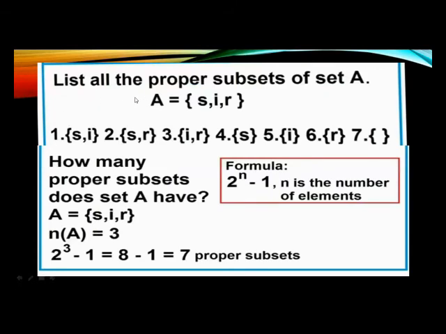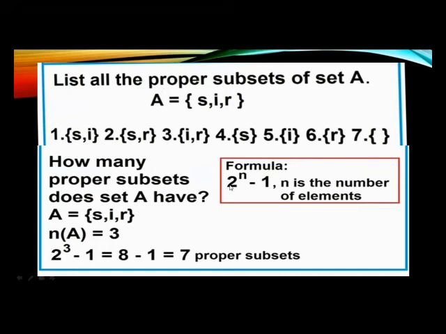Now list all the proper subsets of set A. Again, we have the same example of set A. Its subsets are number 1, 2, 3, 4, 5, 6 and 7. We already discussed all of them. So how many proper subsets does set A have? For that we write the number of proper subsets of A, then the number of elements in set A, which we observe is 3, and then use the formula 2 cubed minus 1. Actually, the formula for finding proper subsets is 2 raised to n minus 1. This is the formula for finding proper subsets.